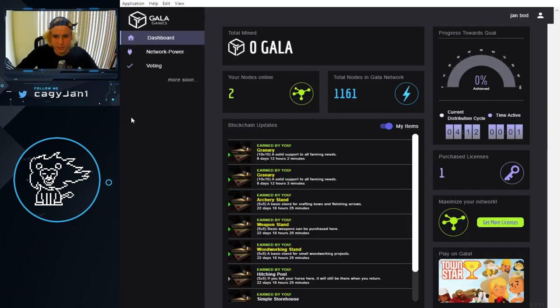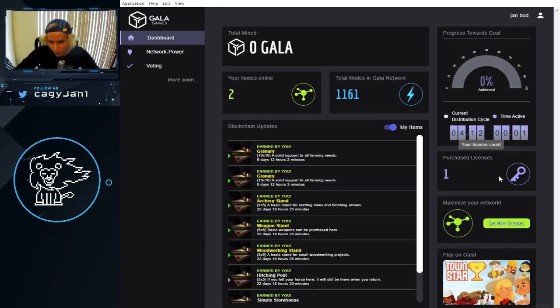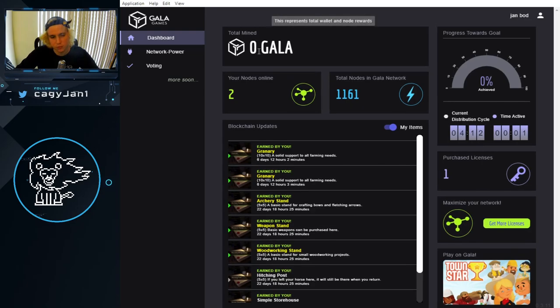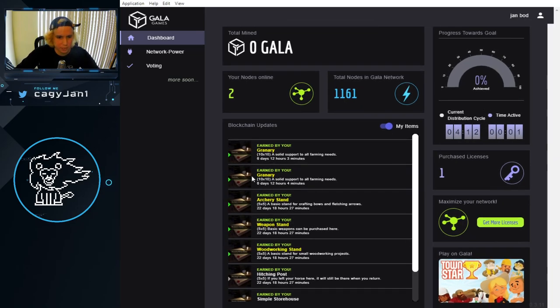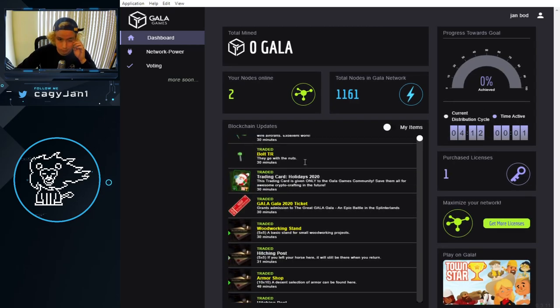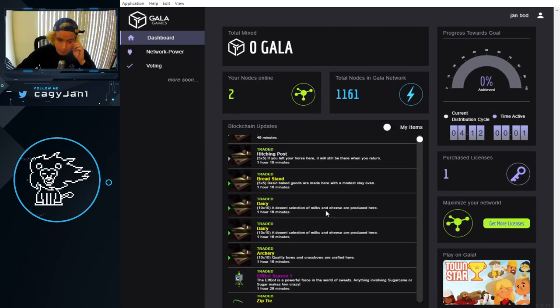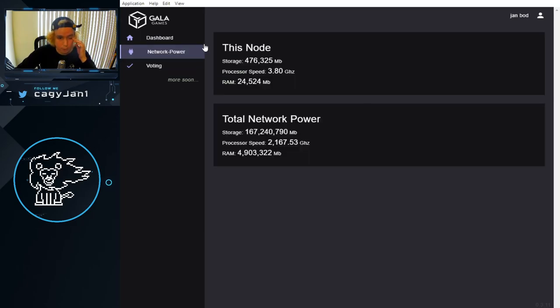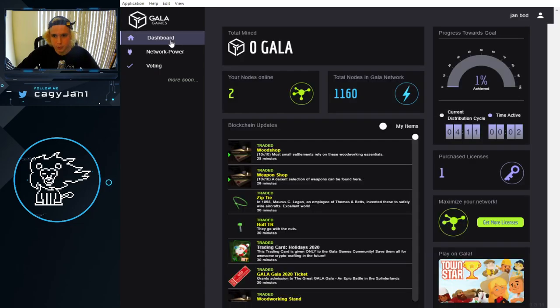Now, as you can see right here, your Gala node is up and running. It's literally that simple. And as you can see right here, I only have one license. It says two nodes because I'm logged into another computer as well, but I'm doing this for the tutorial. So basically, you can see all the blockchain transactions that are going on here. And you're going to be able to vote in the future here. Network power, how much power all the nodes together have. And yeah, that's pretty much it.